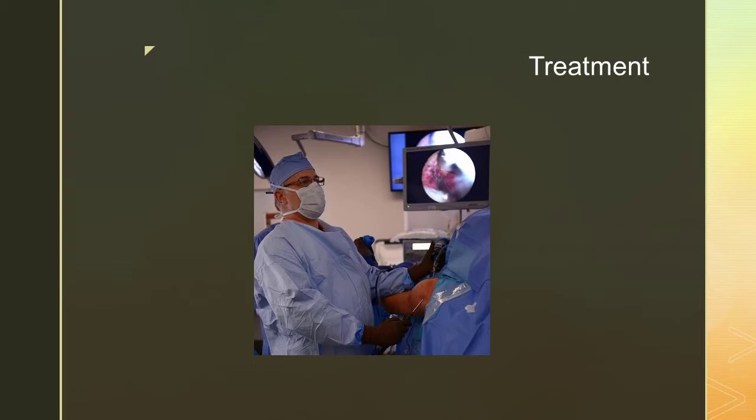Meniscal transplantation has been done, although that is not always that successful. And there's also meniscectomies, and people may have a partial meniscectomy or they may have a full. Many people may choose to do the meniscectomy over the actual repair because it will allow them to return to activity much sooner, 10 days versus 6 weeks with the repair surgery.